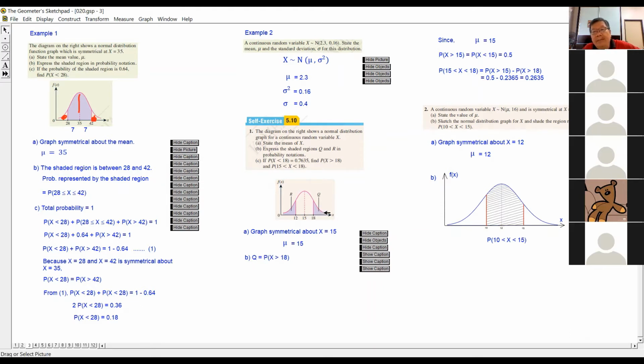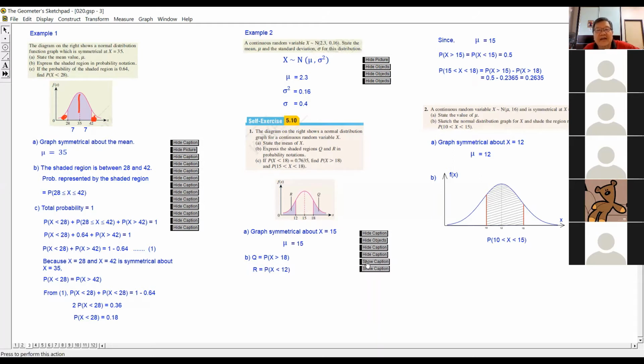Okay, right. What is represented by Q? Q is the upper tail. The upper tail is X greater than 18. The area is the probability of X greater than 18. Can someone tell me what is R? R equals the probability X smaller than 12. Correct. Very good. So less than 12.